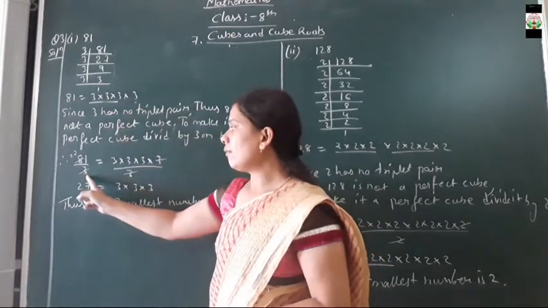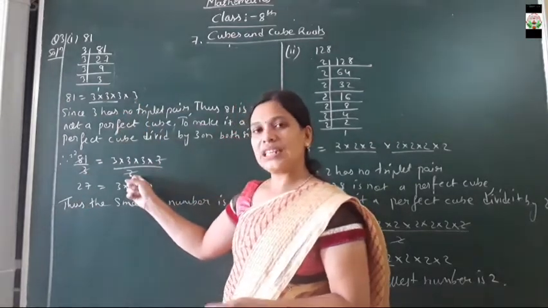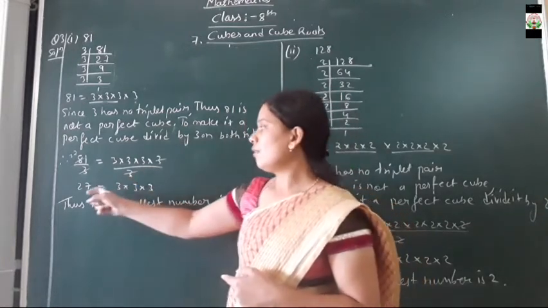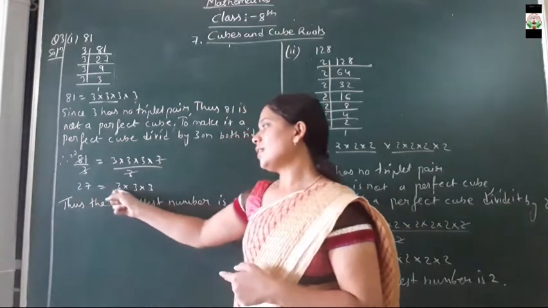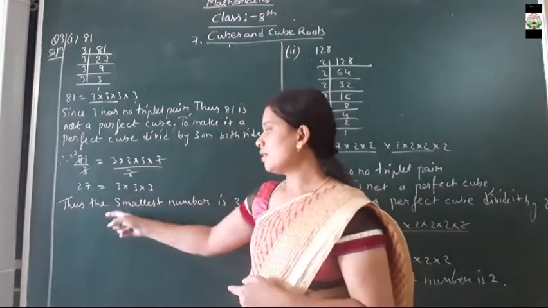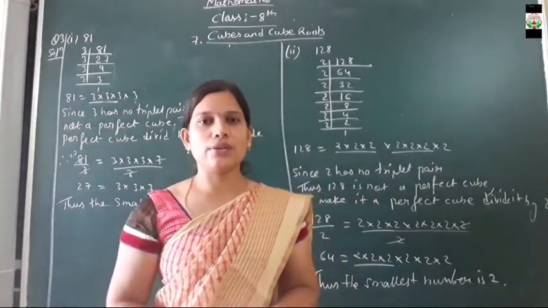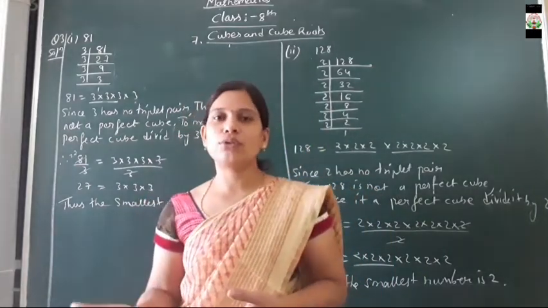So dividing 81 by 3, both LHS and RHS will be divided by 3. Here we will get 27, and 27 is a perfect cube. Thus the smallest number is 3. This is the same as question number 2, only there we multiplied, and here we have to divide.